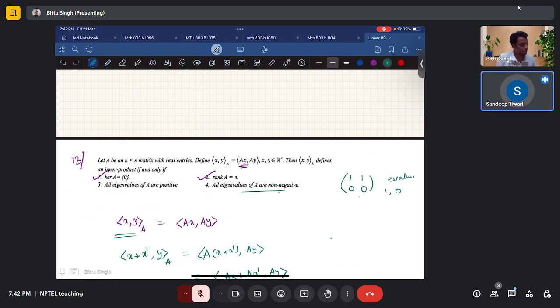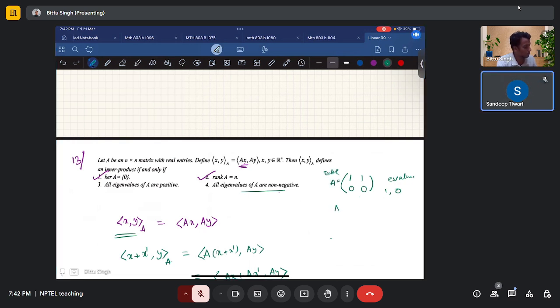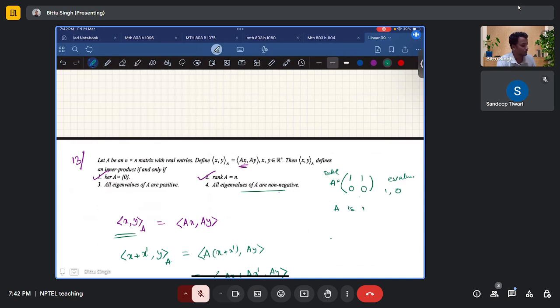Okay, so non-negative means 0 and positive. Yes, 0 and positive. So that satisfies the condition, and this will work, but A is not invertible because 0 is already an eigenvalue. So this is incorrect because we already know that this will be an inner product if and only if A is invertible. So option 4 is incorrect actually.